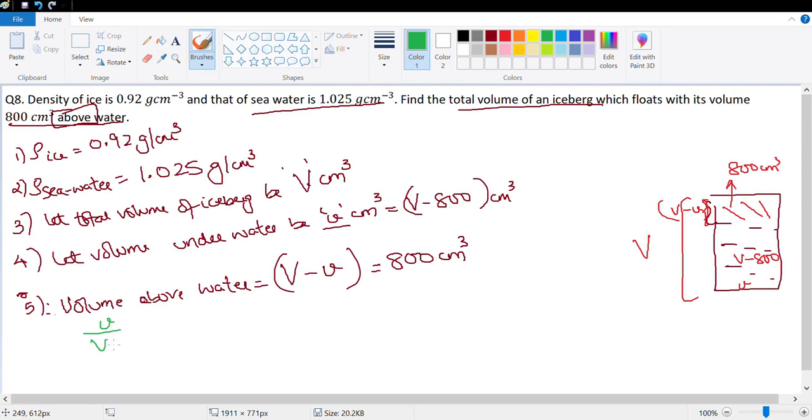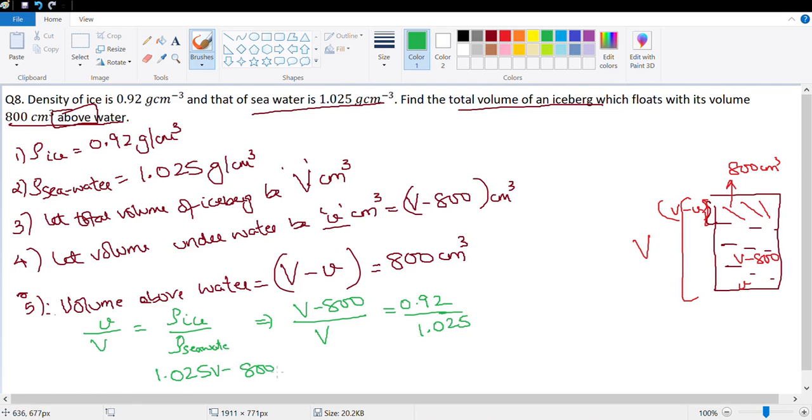Small v upon capital V is equal to density of ice upon density of seawater. Small v is equal to capital V minus 800, upon capital V, is equal to 0.92 upon 1.025. Now we'll cross multiply. It will be 1.025 V minus 800 into 1.025 is equal to 0.92 V.